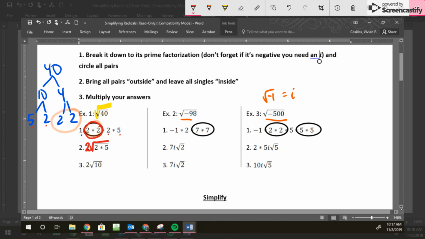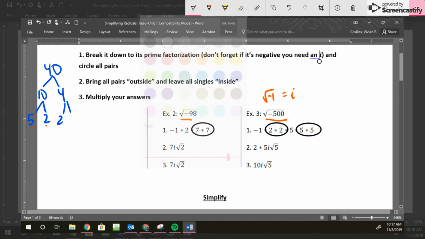The 2 gets brought back down, and 2 and 5, you just multiply back together and leave it as the square root of 10. And that's how you do example 1. For example 2, I'm going to give myself some space here. Negative 98 is negative, so I already know it's going to be the square root of -1 and then 98. The square root of -1 is i, so just automatically know that you're going to have i in your final answer.